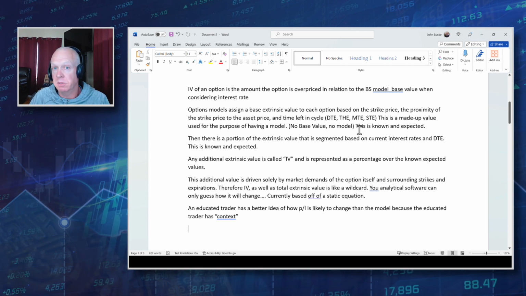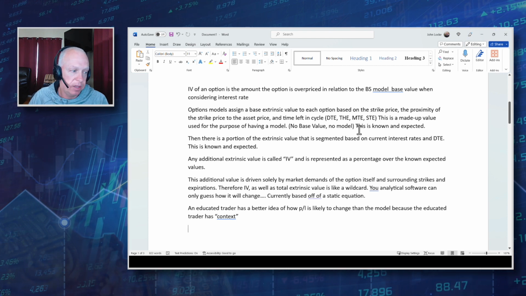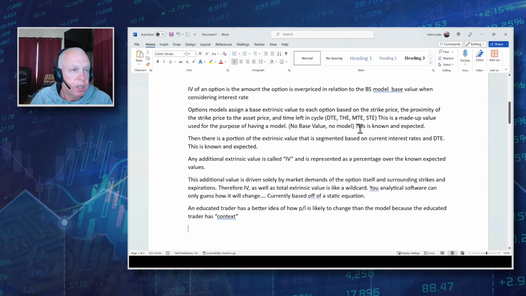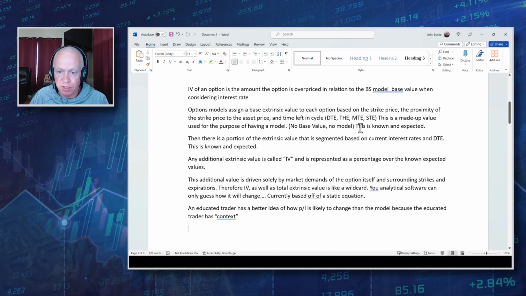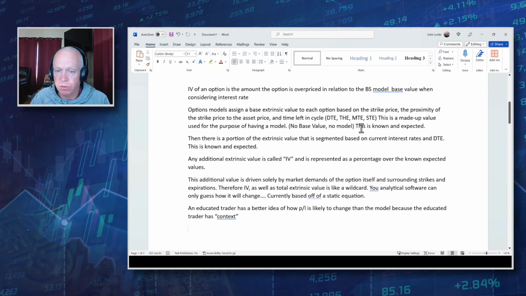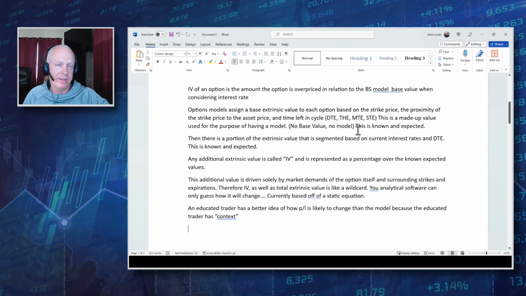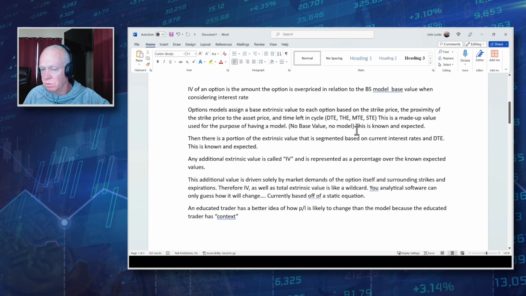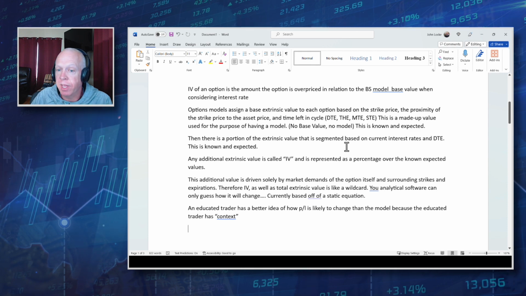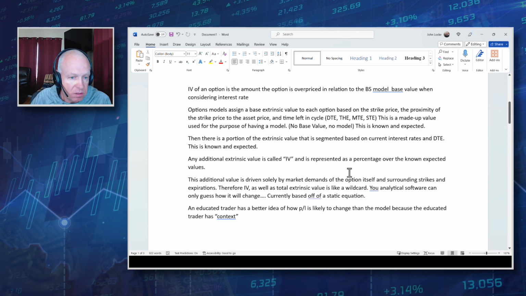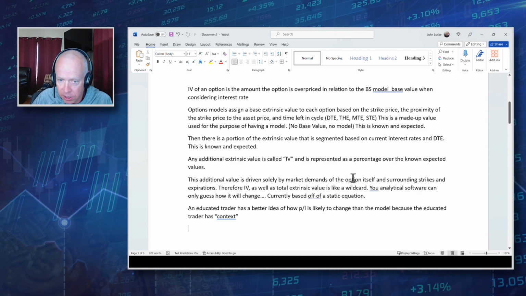This additional value that an option has over and above that number is solely driven by market demand. So it's just supply and demand on the option, and on the surrounding options: a few strikes below it, a few strikes over it, and 30 days out or 15 days out, or a different time frame or days to expiration. That's what that extrinsic value is. It's driven solely by market demand.